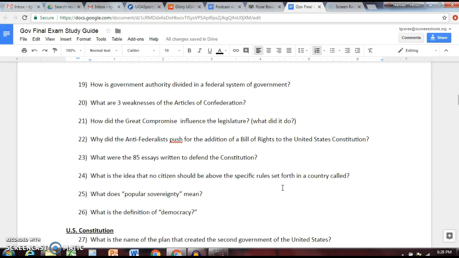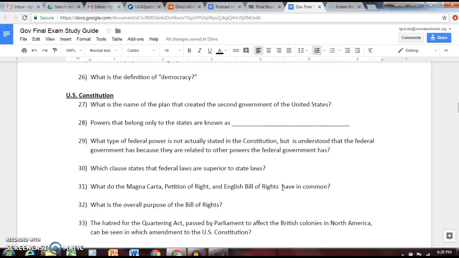Number 15, what does popular sovereignty mean? We kind of already talked about that. It goes back to the consent of the governed. The power and authority of the government comes from the people. That's what popular sovereignty means. Number 26, what is the definition of democracy? Simply rule by the people.